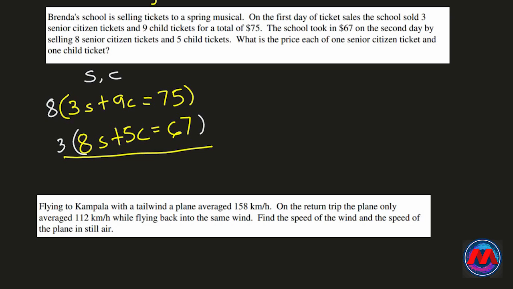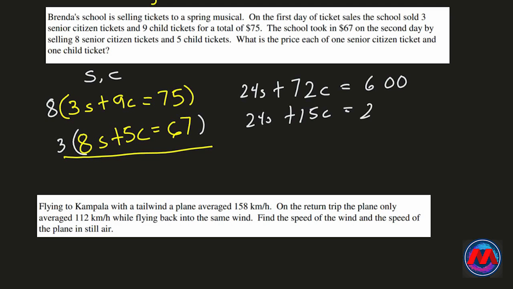So, doing that would be equal to, ilan ba? 3 times 8 is 24S. That's also 24S. That's plus 8 times 9 is 72C is equals to 75. 75 times 8 is equals to 600. Plus 5 times 3 is 15C is equals to 67 times 3 is equals to 201.